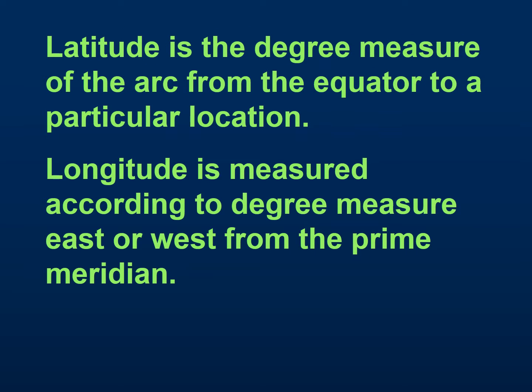All right, so latitude is actually the degree of the arc from the equator to a particular location on a globe. And then longitude is measured from the prime meridian east or west, and it's the degree measure east or west of the prime meridian.